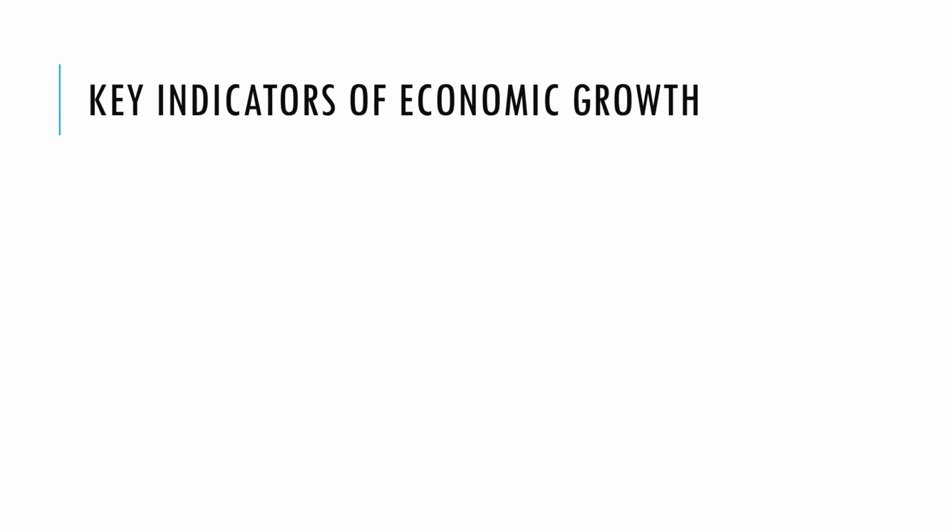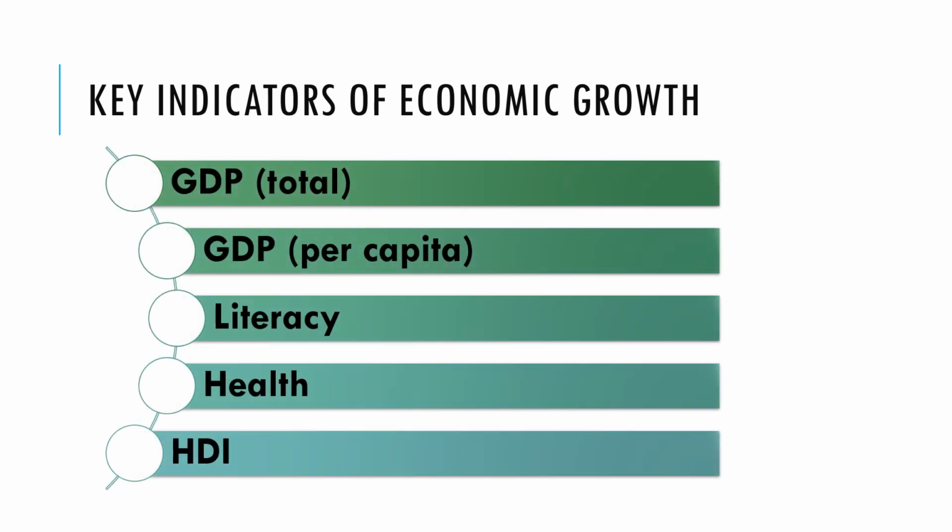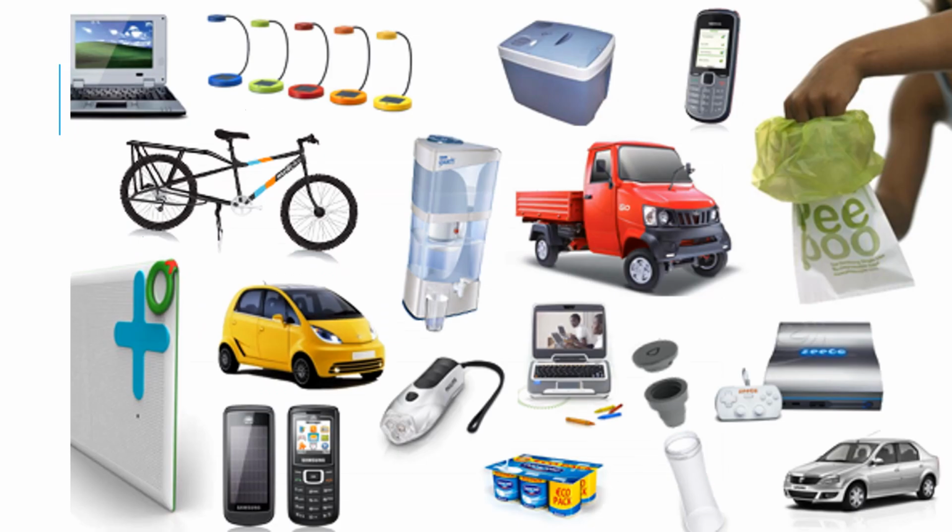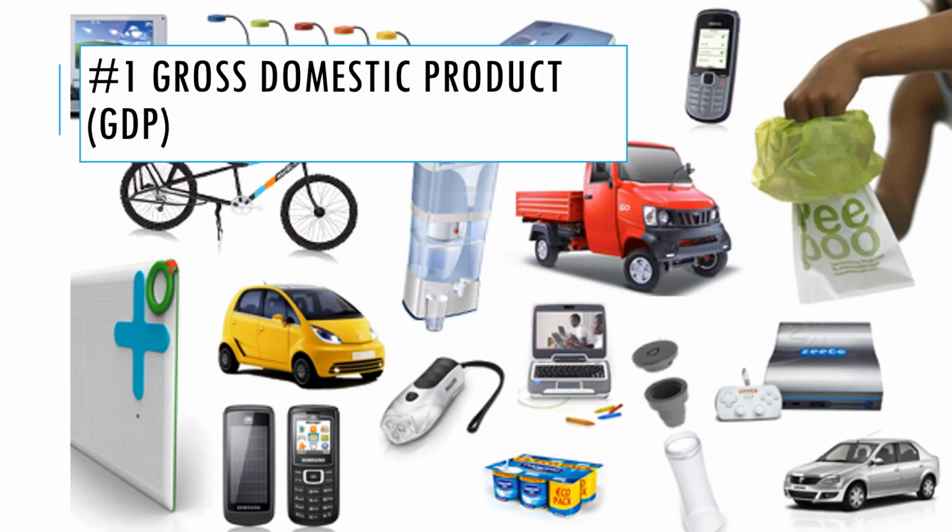So this video is in our series on globalization, and what we're going to be looking at in this video is the indicators a business might look at to better understand the performance of an economy. There are 5 that we're going to look at, 2 to do with GDP, and then literacy, health, and HDI. So let's start off with GDP, which stands for Gross Domestic Product.